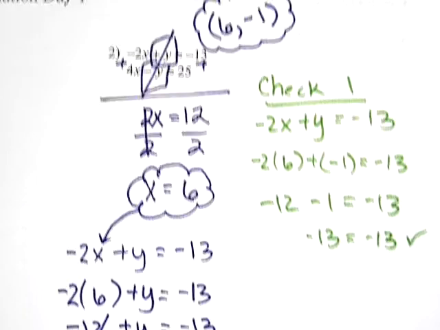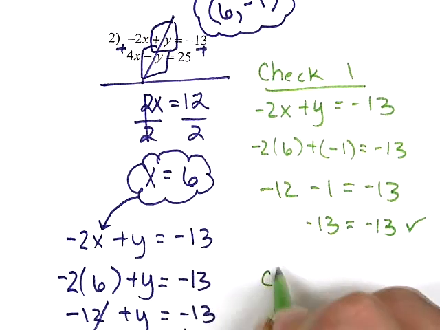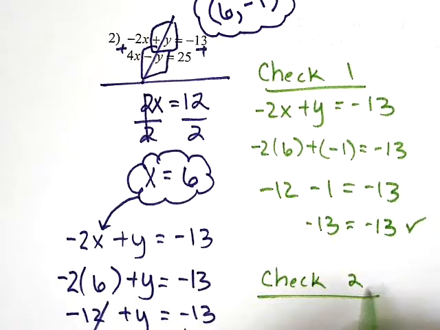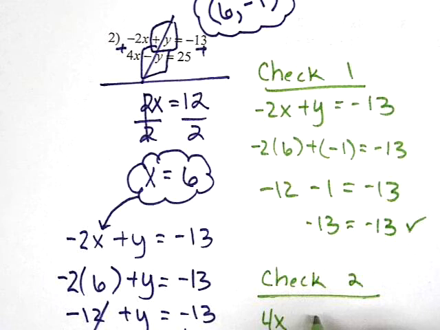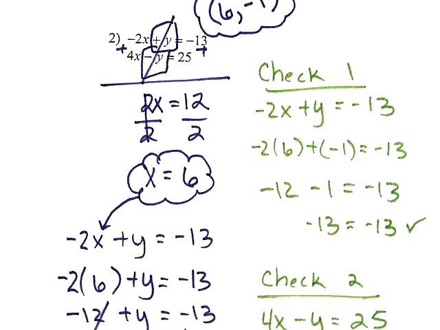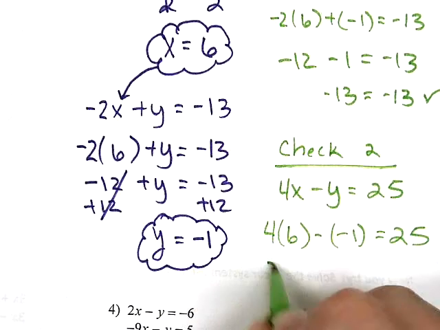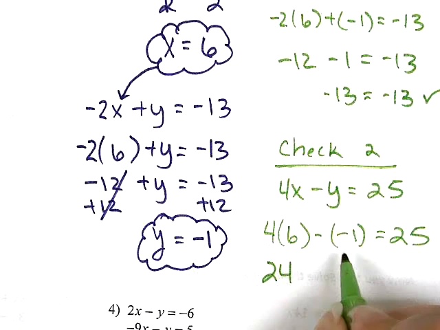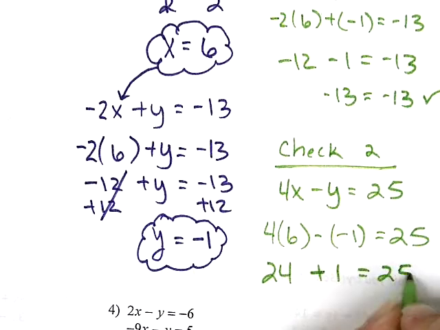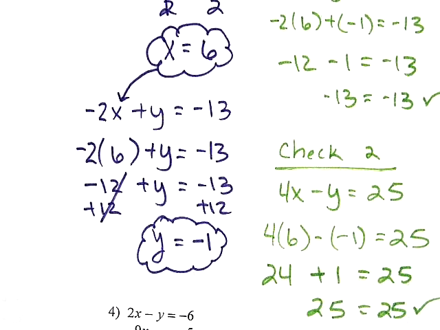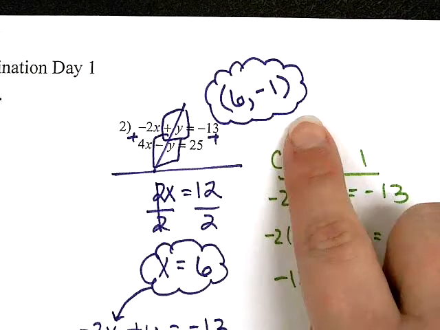But remember, we have a second equation. So let's write check 2. Let's find that one. So we have 4x minus y equals 25. Take out the x and the y and put in a 6 and a negative 1. 4 times 6, oh, you guys can't see. There we go. 4 times 6 gives us 24. And then we have minus a negative 1, which turns into a positive 1. And we get 25 equals 25, which is also true. So we know that that is the correct solution. So our solution up here is 6, negative 1.